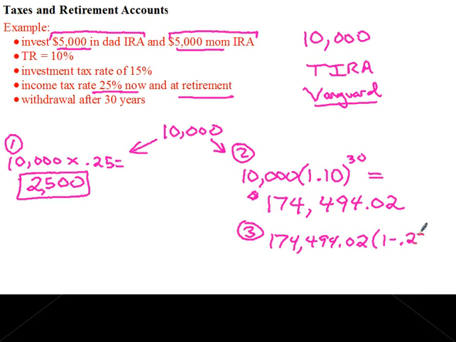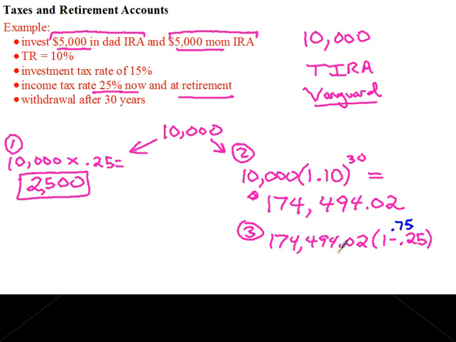Now, why am I doing it this way? Well, what I'm really doing is taking this $174,494.02 times 1 minus 0.25, which is what I get to keep. The government's going to take 25%. Okay, that means I'm going to get to keep the other 75%. Okay, I'm going to keep 75%. So let's do that calculation.